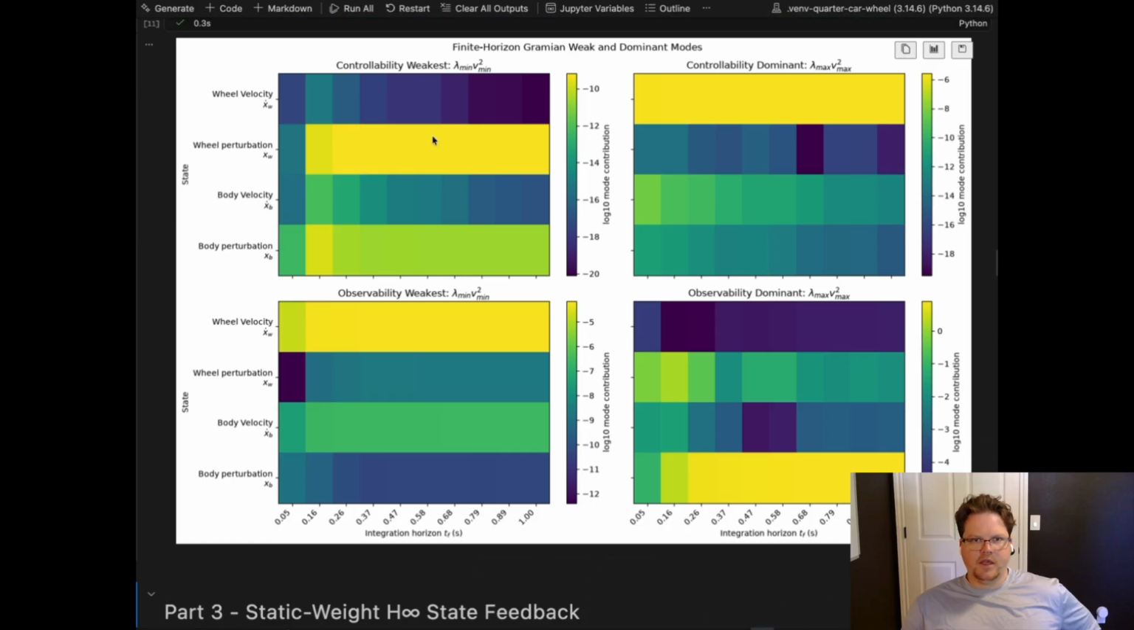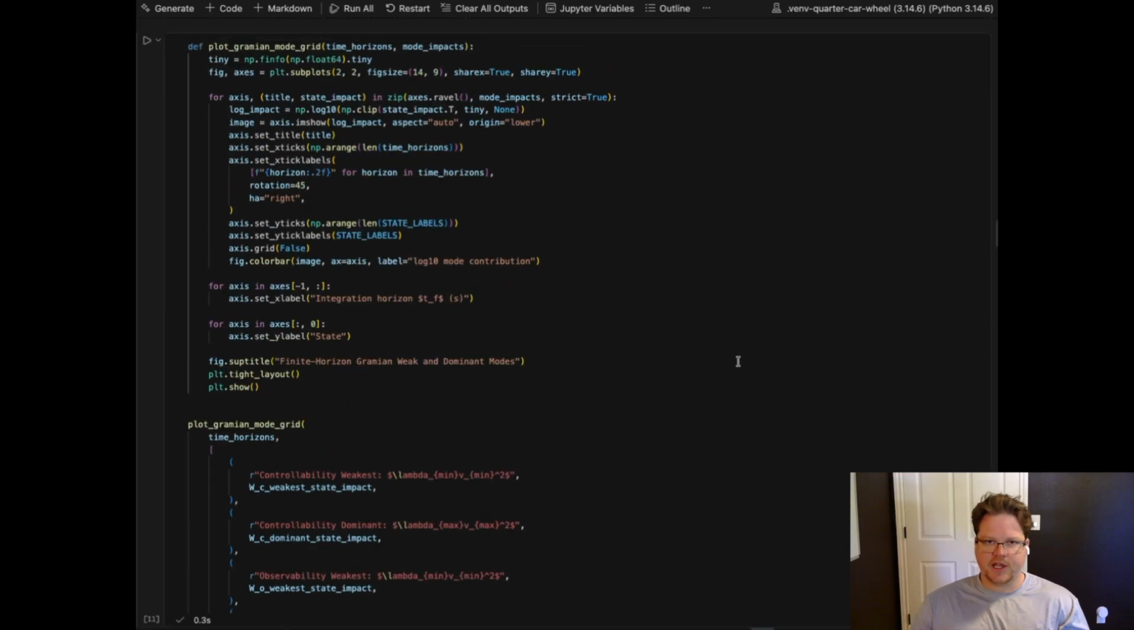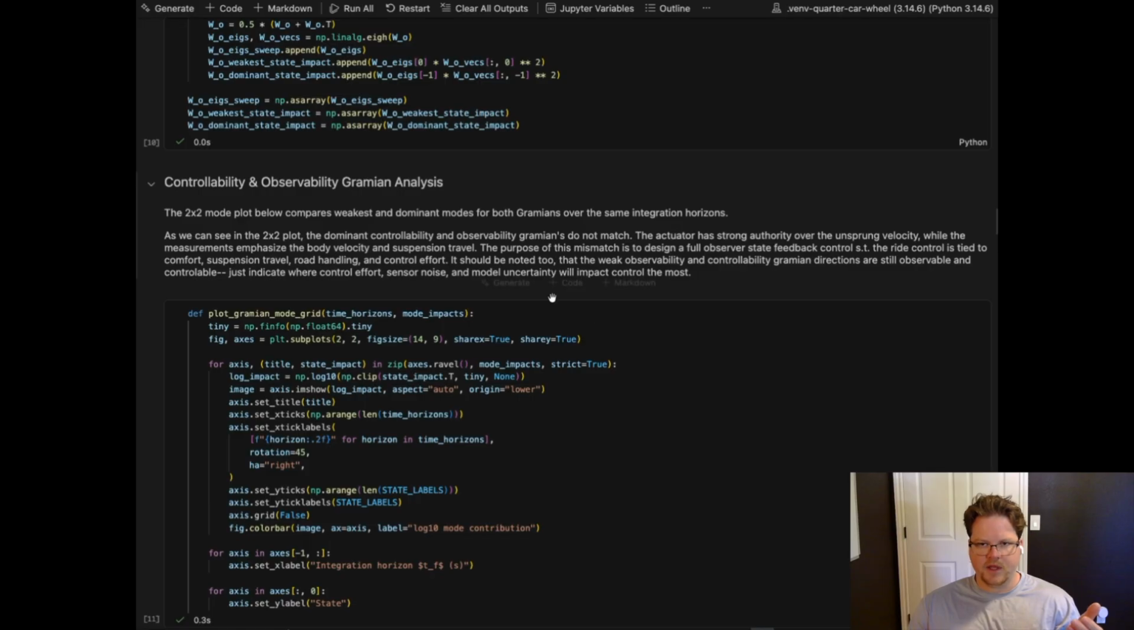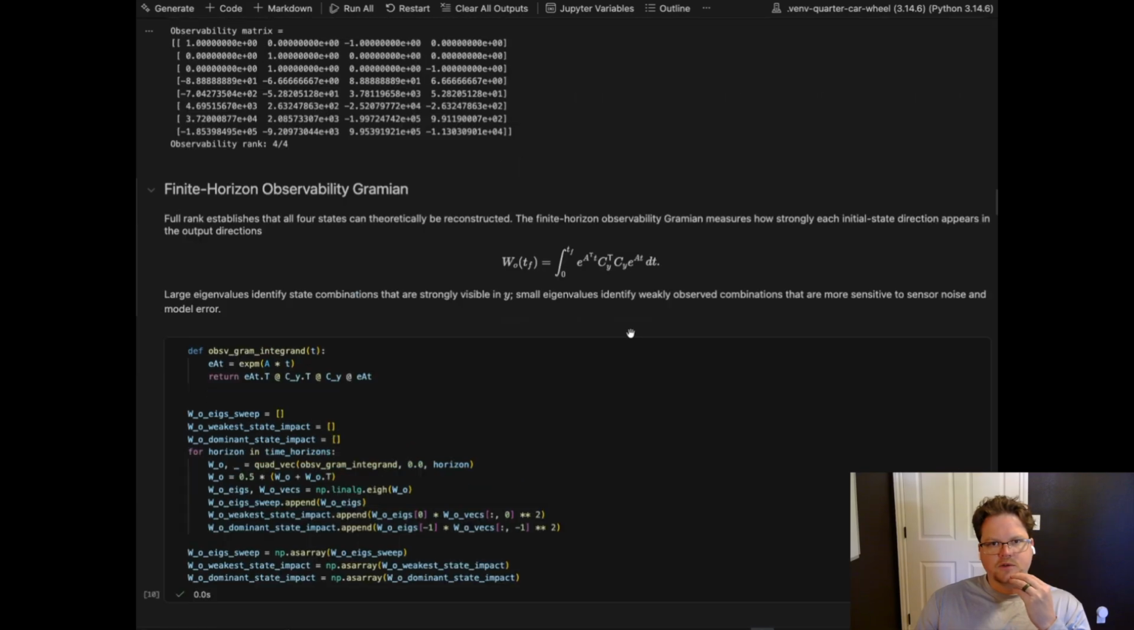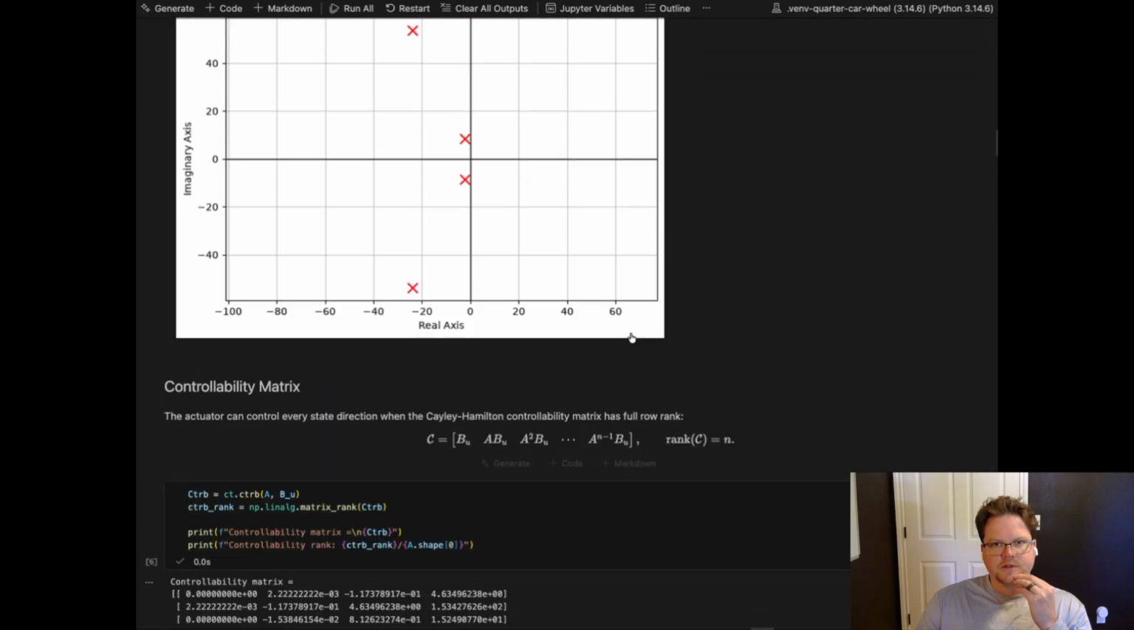So here's the finite time Gramian, weak, and dominant modes. We have the controllability weakest modes in the upper left-hand corner, the dominant in the upper right, the weakest observability bottom left, and the dominant observability on the bottom right. Essentially, what I'm saying in this blurb above is that when we look at the ODEs, actually, I'll scroll all the way up to that portion here.